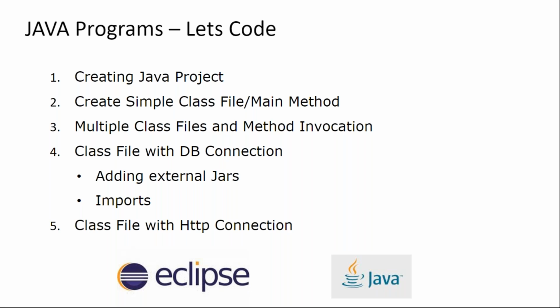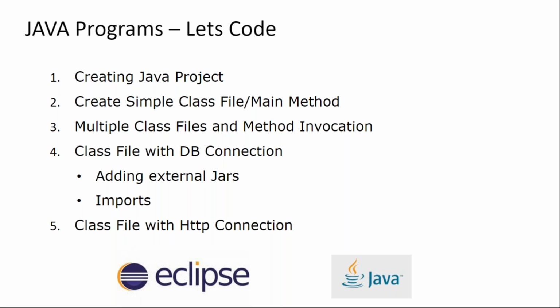Next session, what we will do is create a new Java project. We'll create a simple class file with one main method, and then we'll create multiple class files, create objects, and call one method from another method. Then we'll also create class files with some database connections, and add some external jars. We'll import those jar files, and we'll also create a class file with some HTTP connections, right? So all these practical things we will start doing in the next class.